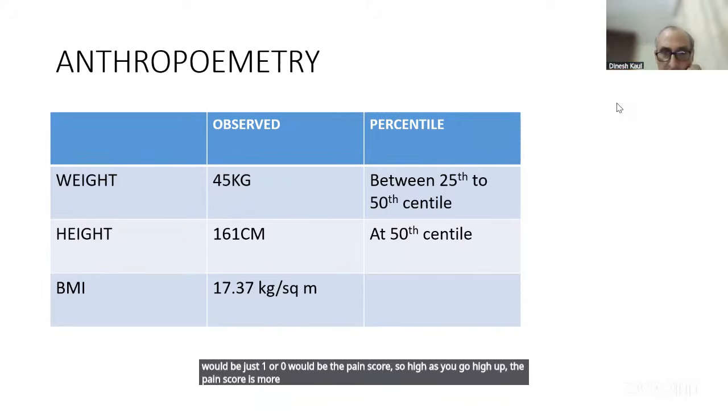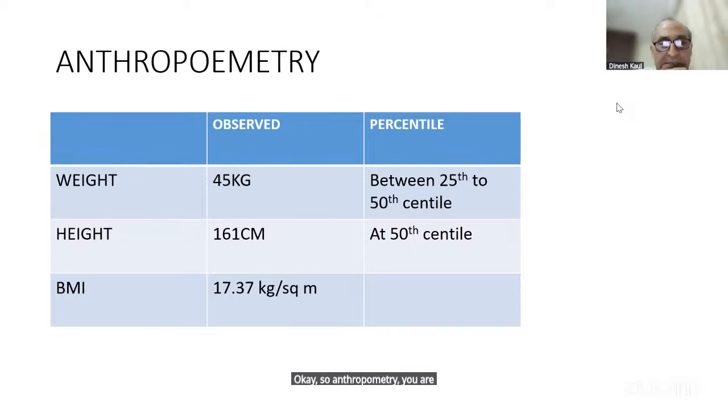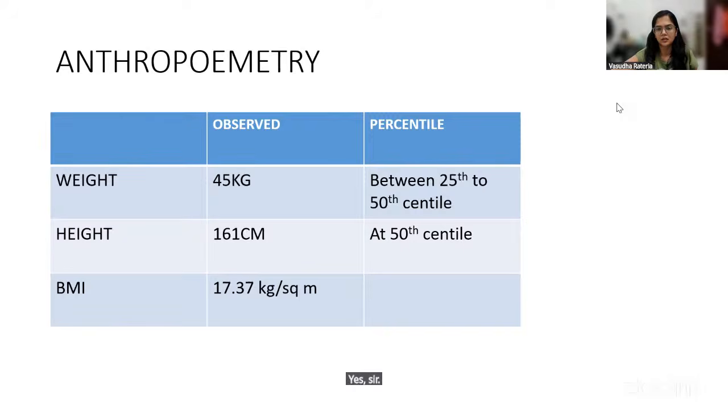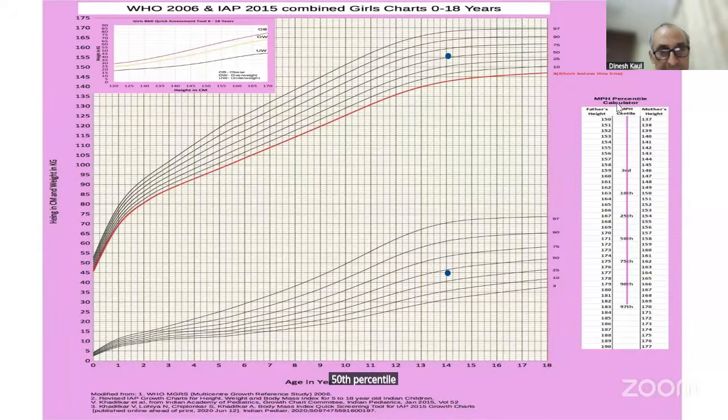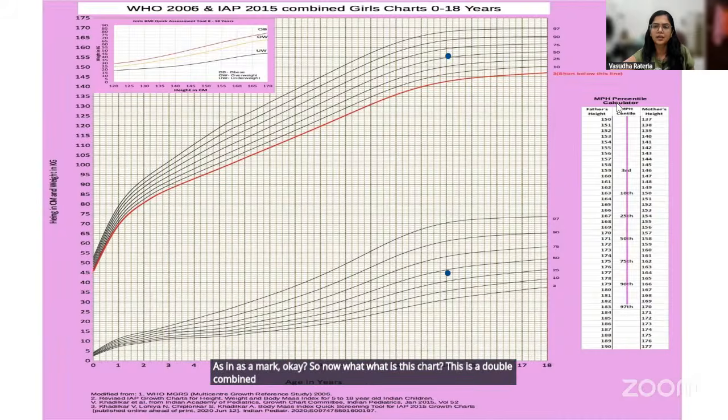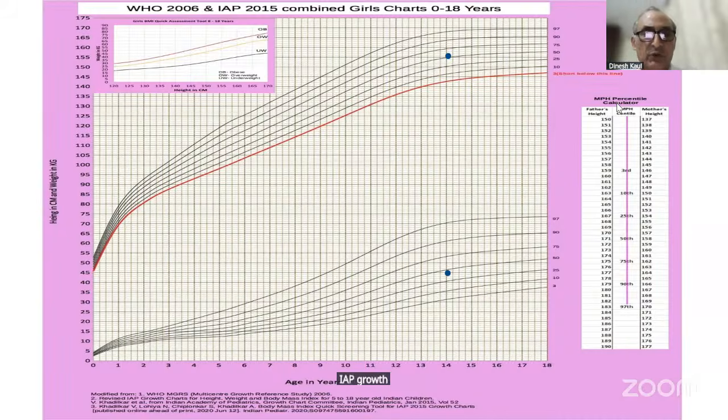Okay, so anthropometry: you are telling us that she is 45 kgs, and this is between the 25th and 50th centile. You should have the 50th percentile as a mark. Okay, so now what is this chart? This is a combined WHO and IAP growth chart. An IAP growth chart, yes, sir.